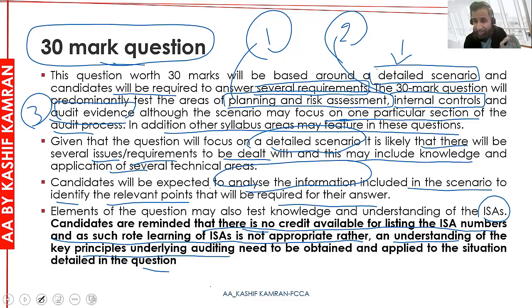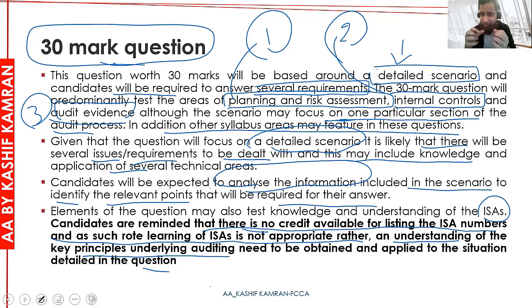So no need to put the name of the ISA. No need to put the number of the ISA. No need to have a rote learning of the ISA. It's just about having a central idea about the ISA. Suppose we're discussing ISA 510, opening balances. You should have a central idea of opening balances. Or we're discussing ISA 580, representation letter. So you should have a central idea of representation letter.